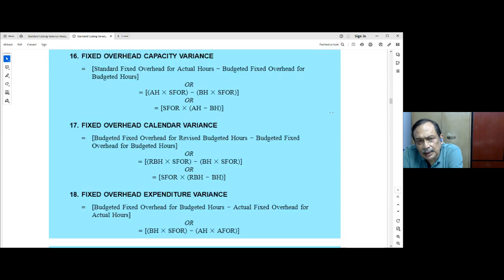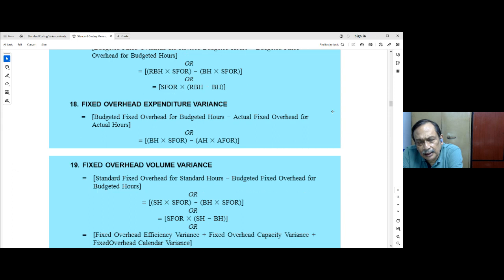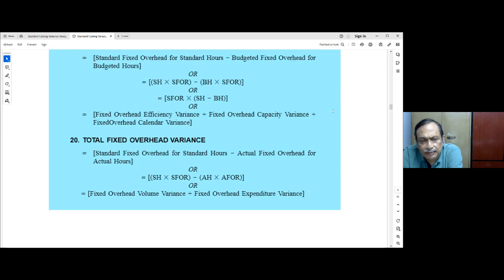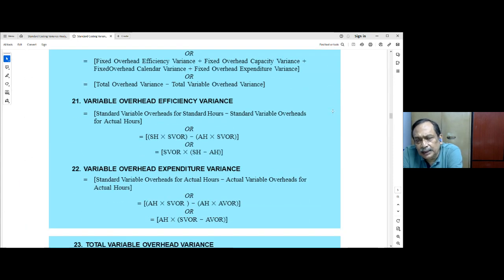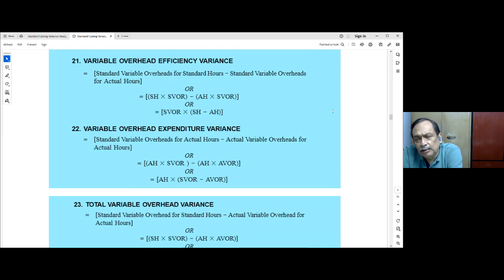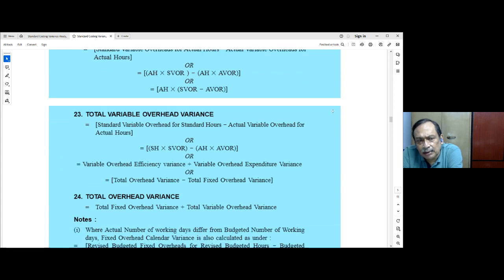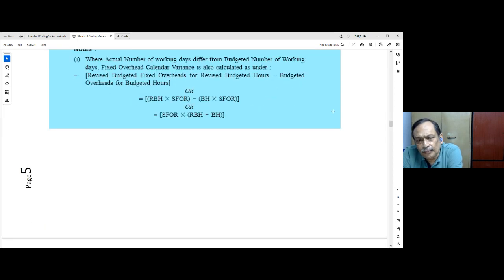then fixed overhead capacity, then fixed overhead calendar, then fixed overhead expenditure, then fixed overhead volume, then total fixed overhead variance, that is fixed overhead cost variance. Then variable overhead efficiency variance, variable overhead expenditure variance, total variable overhead variance, that is variable overhead cost variance, and total overhead variances, that is total fixed overhead and total variable overhead.